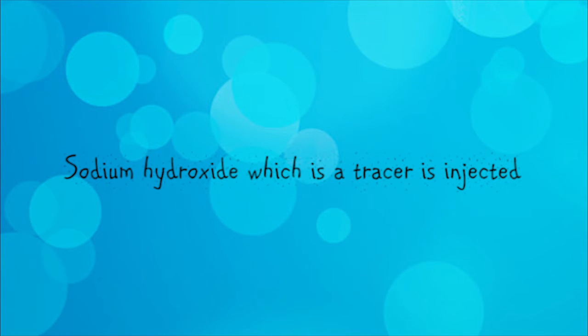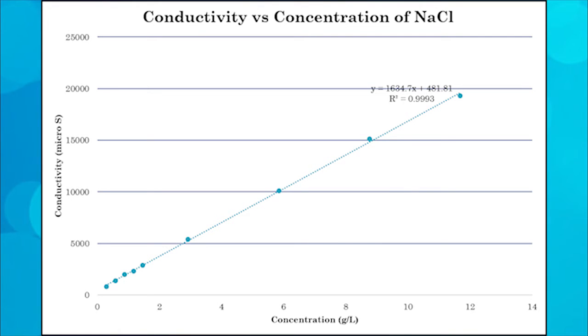Sodium hydroxide, which is a tracer, is injected to determine the transient behavior of CSTRs in series. The tracer can be injected in two ways: first, step change input, and second, pulse input. Since the values obtained are in terms of conductivity, this conductivity versus concentration graph enables us to convert any conductivity of NaCl to the exact concentration.